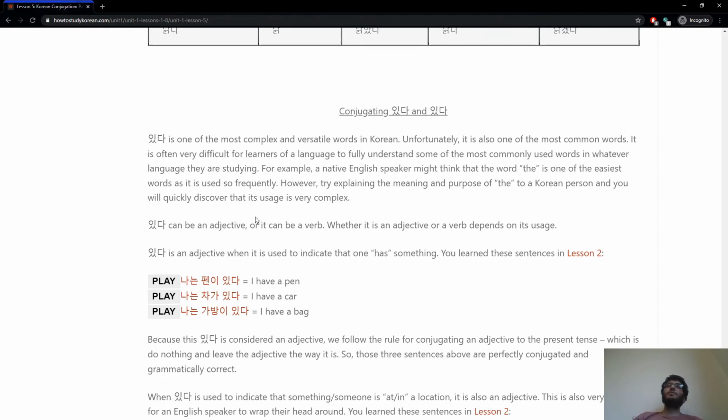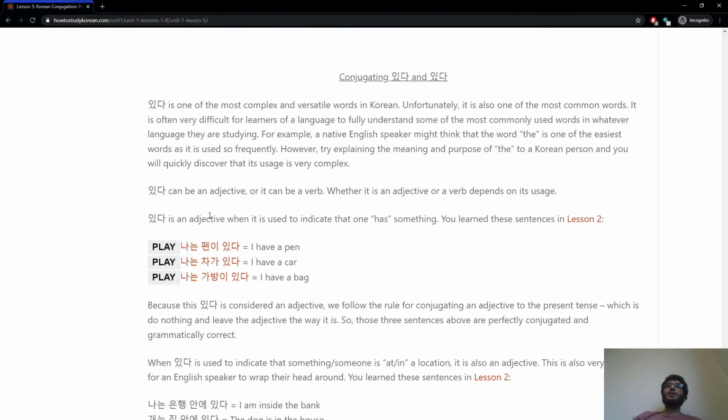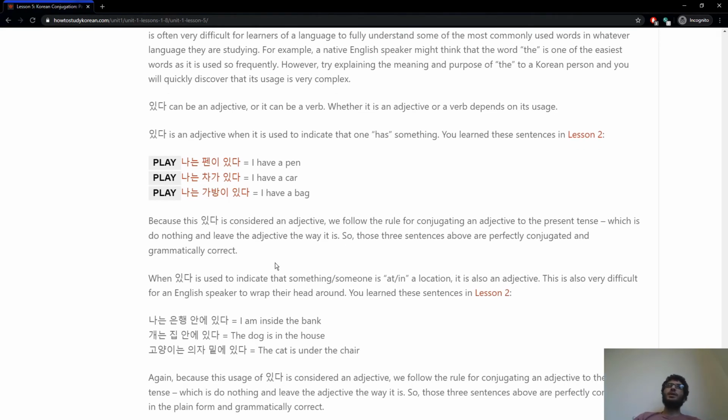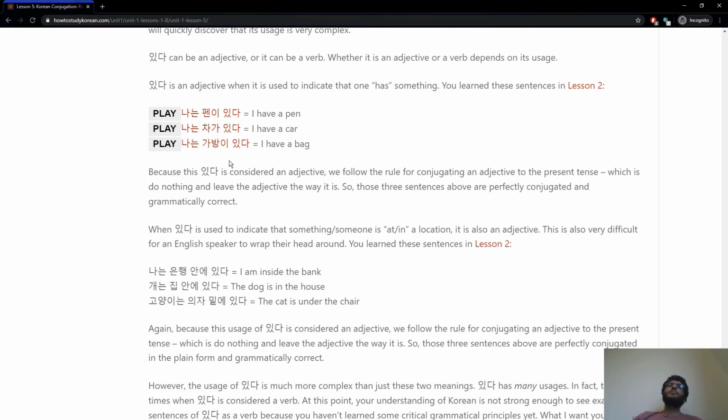있다 can be an adjective or it can be a verb. Whether it's an adjective or a verb depends on its usage. 있다 is an adjective when it's used to indicate that one has something. So I have a pen, which we learned in lesson 2. 나는 펜이 있다. 나는 차가 있다. 나는 가방이 있다. I have a bag, I have a car, I have a pen. In this case, it's an adjective.